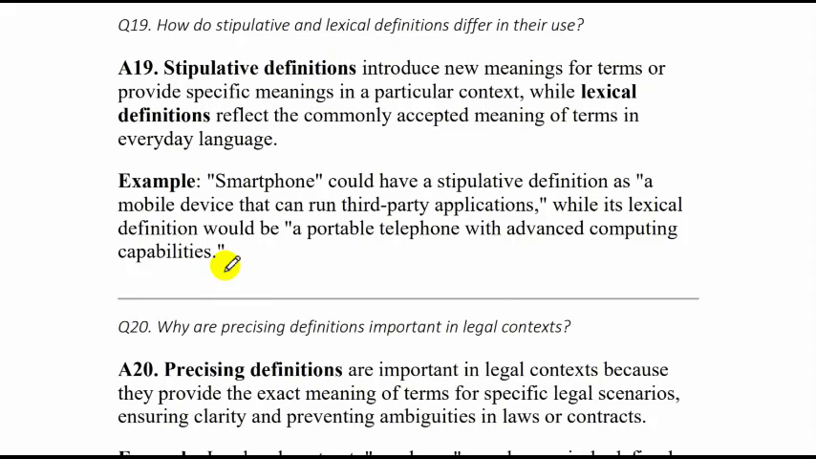Question 19. How do stipulative and lexical definitions differ in their use? A stipulative definition introduces new meanings for terms or provides specific meanings in a particular context, while lexical definitions reflect the commonly accepted meaning of terms in everyday language. Example: smartphone could have a stipulative definition as a mobile device that can run third-party applications, while its lexical definition would be a portable telephone with advanced computing capabilities.